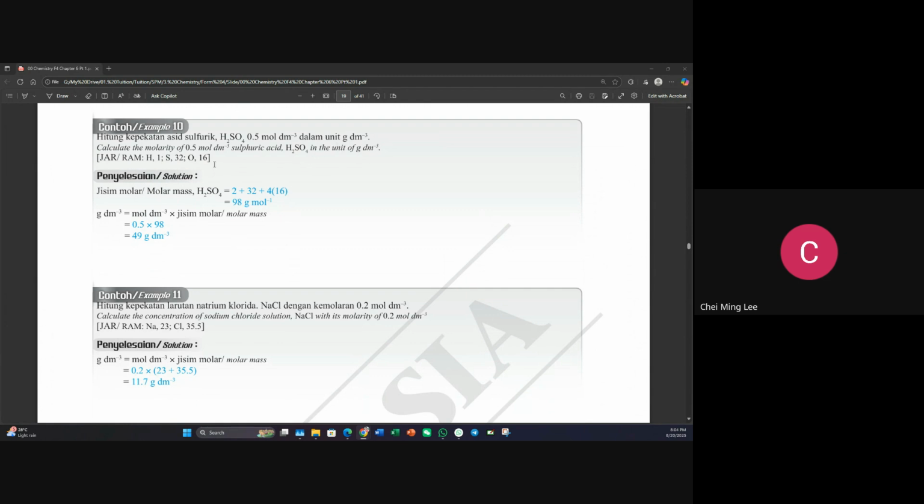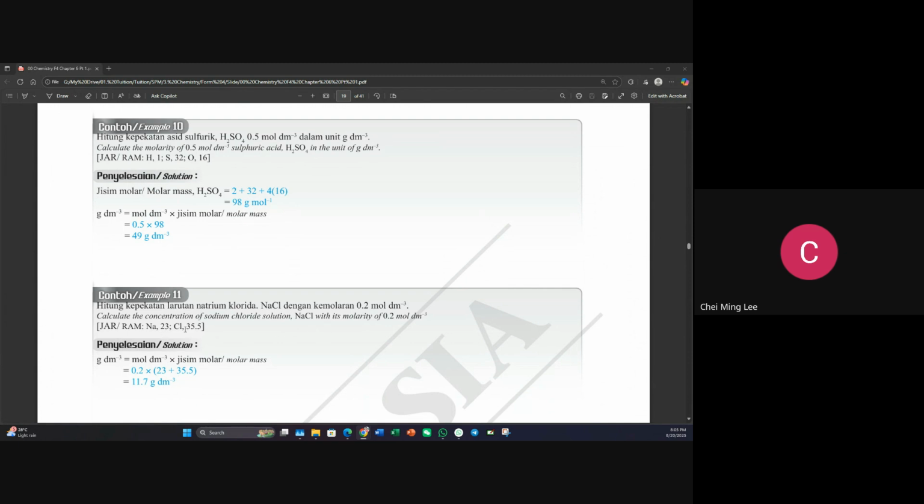So first, we try to get the molar mass first. H2SO4 is 2 plus 32 plus 4 times 16, you get 98 gram per mole. So just now we said, use the molality times the molar mass to get the gram per dm cube, so you get 49.